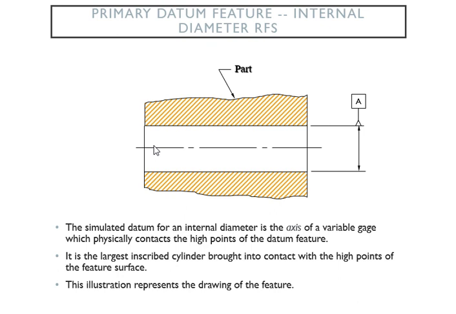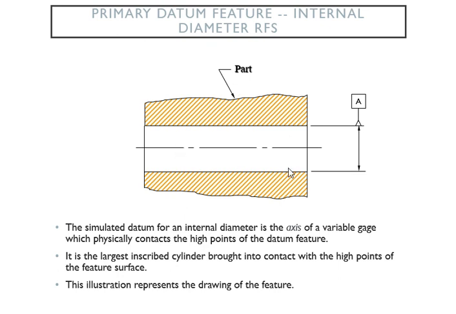into your knowledge and brain. Okay, so this is another diagram right here. I'm showing you the part right there, and we can see the simulated data, and here is your axis, and that's your variable gauge right there, and it is in physical contact with the high points of your datum feature. Again, even though the axis is right here, the datum A is right here on that, and this is your dimension from here to here, the separation between the two surfaces of that part.